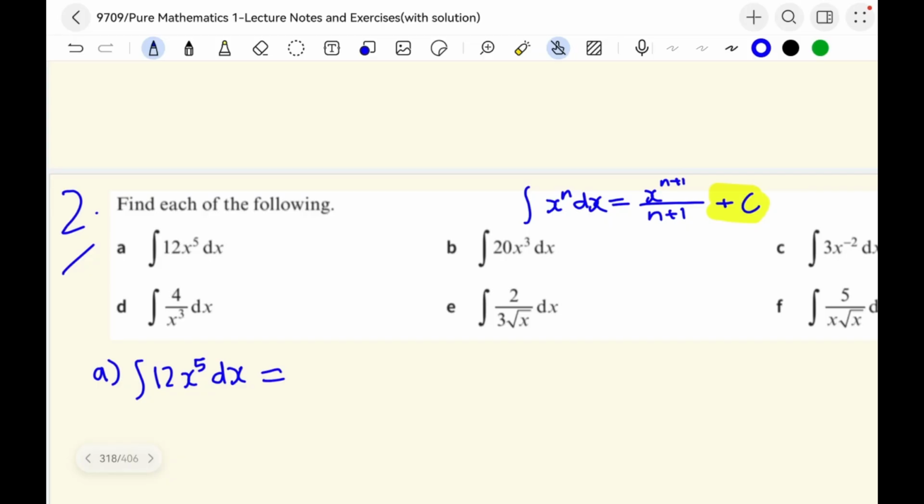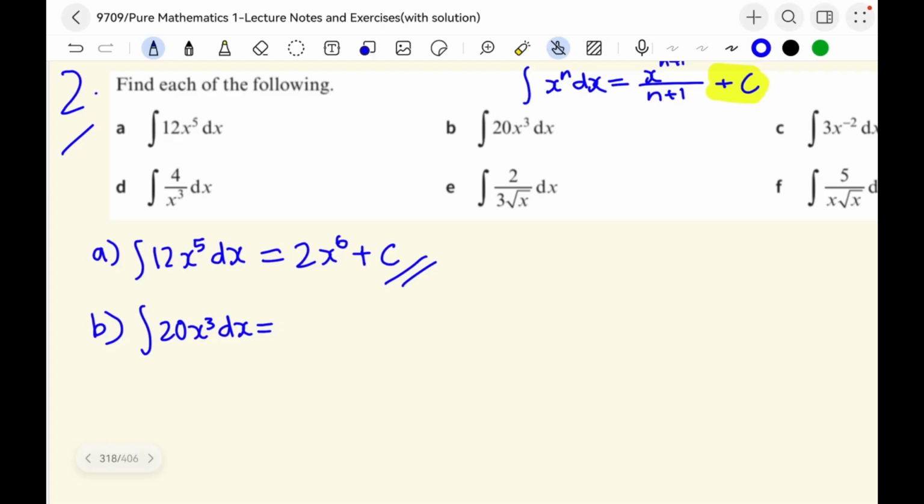So recalling the rule, we get 5 plus 1 is 6. 12 over 6 you will get 2. So 2x to the power of 6 plus c. This is the result. Second, the integral of 20x cubed dx is equal to what? Please try for yourself. I give you the answer only. You will get 5x to the power of 4 plus c.